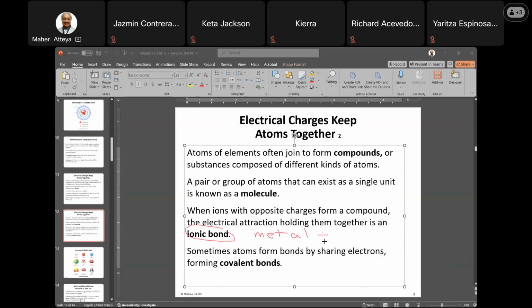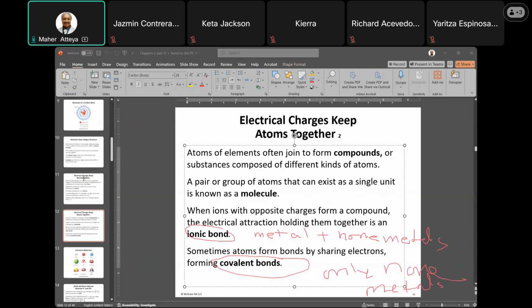Metal plus non-metals, only non-metals. And you can see the difference between ionic and covalent.